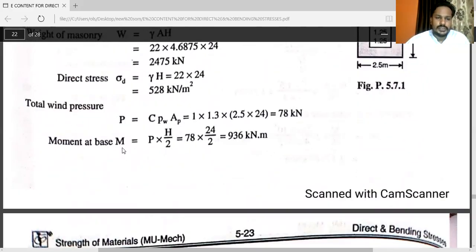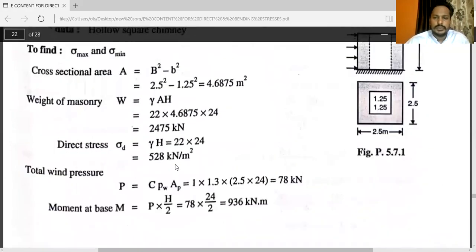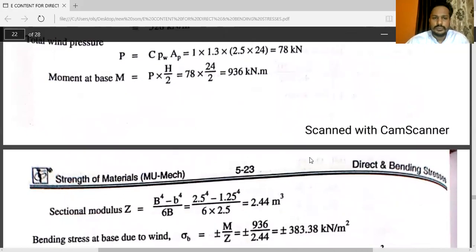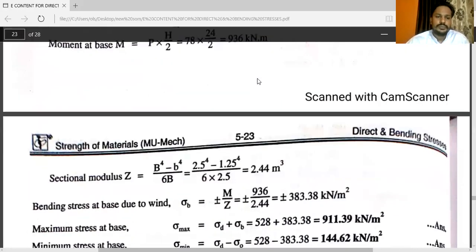Moment at base M is P into h by 2. Total height is h, so the wind force will act at the center. So P, that is 78, into 24 by 2. The answer is 936 kilonewton meter.